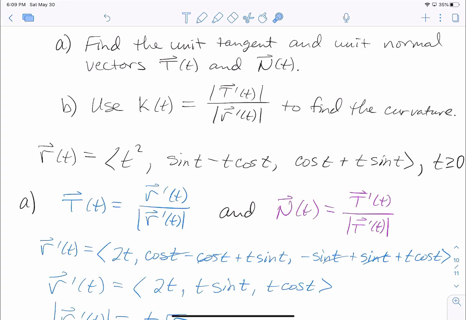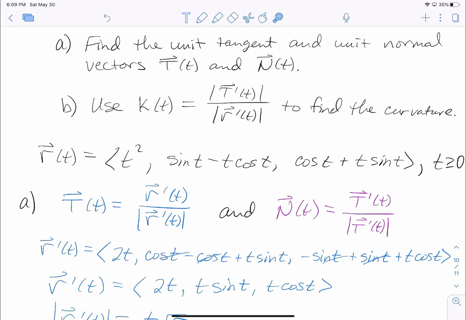How did we do? r' is going to be 2t, the cosine of t, and then product rule for negative t times the cosine of t is going to give us negative cosine of t plus t times the sine of t. Of course, those cosine of t's are going to subtract out. For the third component, the cosine of t differentiates to the negative sine of t, and then we have the product rule again. So plus the sine of t plus t times the cosine of t. Again, the sine of t's subtract out.